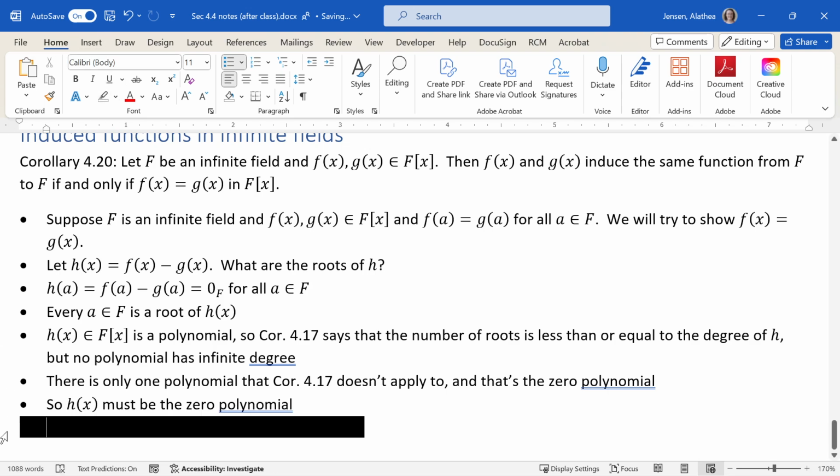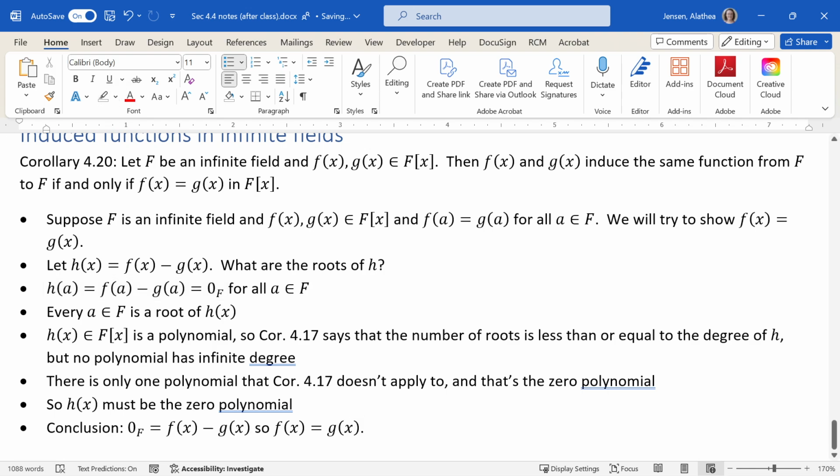So if h of x is the 0 polynomial, what does that tell us? Well, remember, h of x was f of x minus g of x. If that's the 0 polynomial, then f of x is equal to g of x. So that is the logic there, basically coming from the idea that infinitely many roots implies you must be 0.